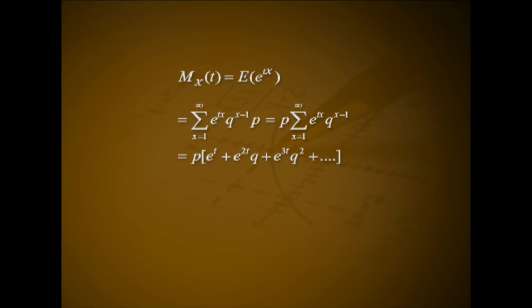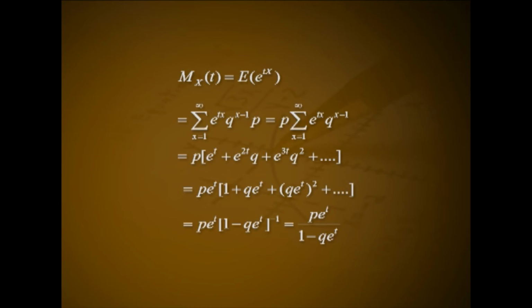Solution. M_X(t) equal to expectation of e raised to tX. That is equal to summation x from 1 to infinity e raised to tx into q raised to x minus 1 into p. That is p into summation x from 1 to infinity e raised to tx into q raised to x minus 1. That is p into e raised to t plus e raised to 2t into q plus e raised to 3t into q square plus etc. That is p e raised to t into 1 plus q e raised to t plus q e raised to t the whole square plus etc. That is p e raised to t into 1 minus q e raised to t the whole raised to minus 1. That is p e raised to t divided by 1 minus q e raised to t.